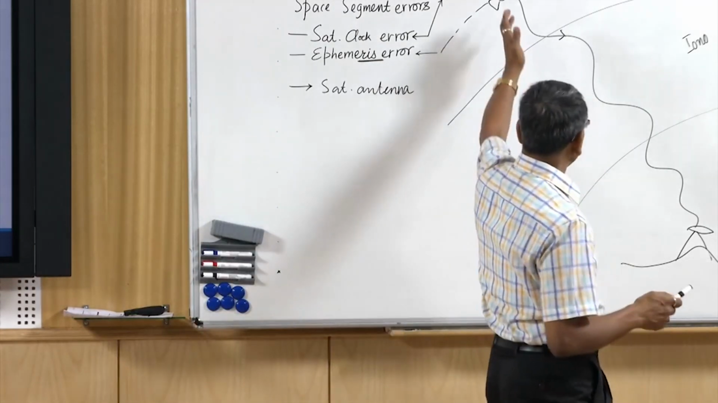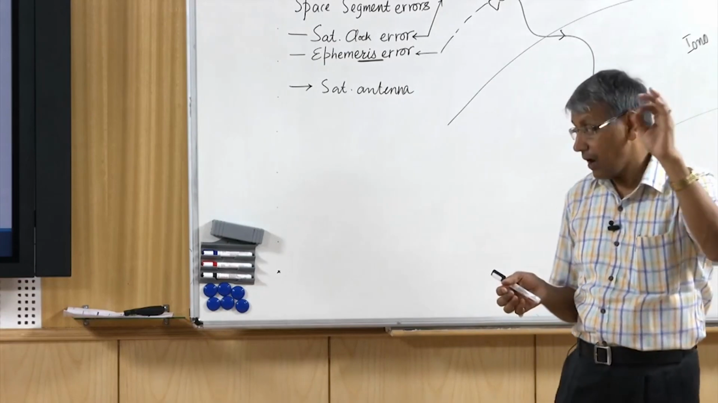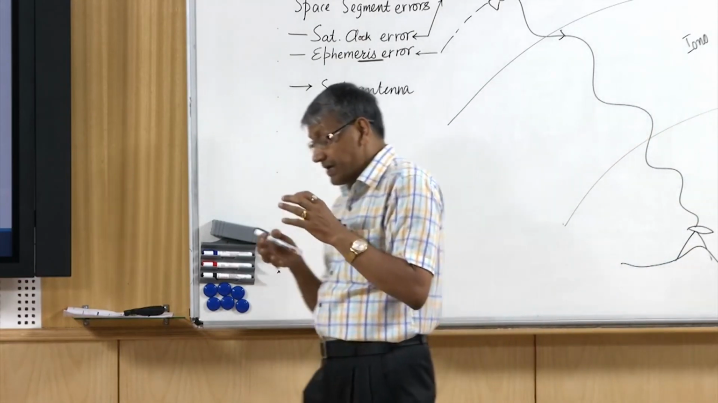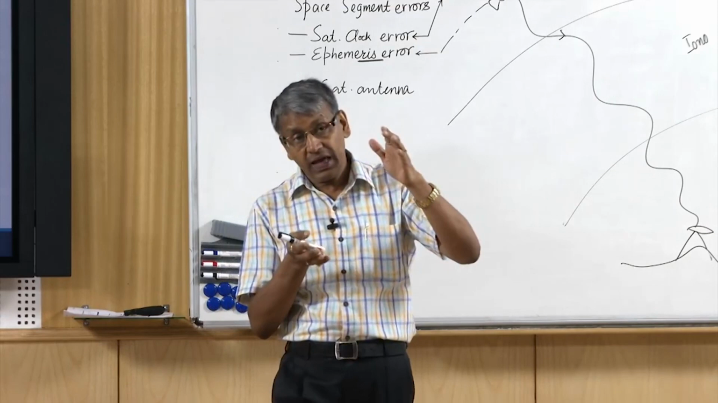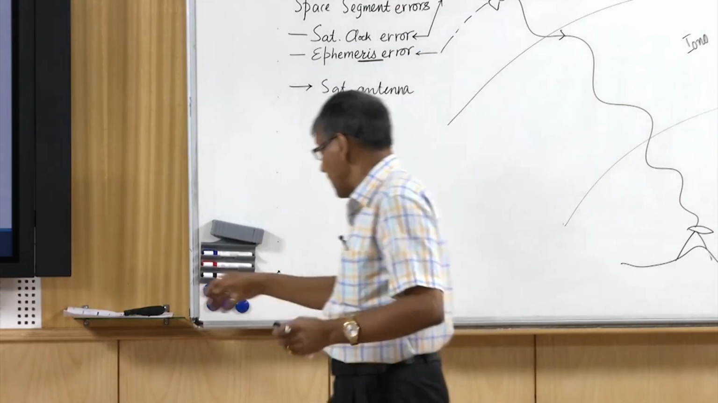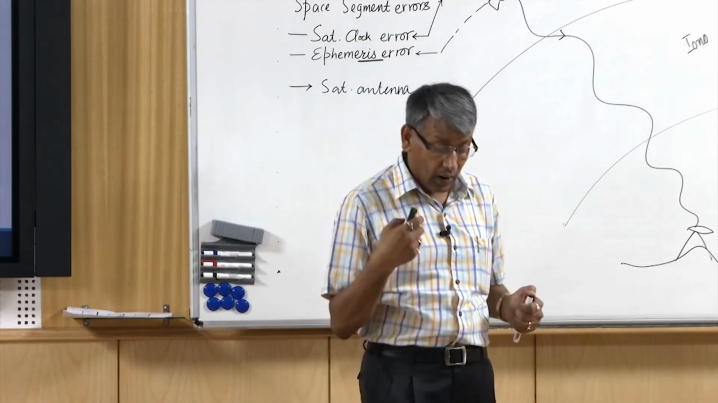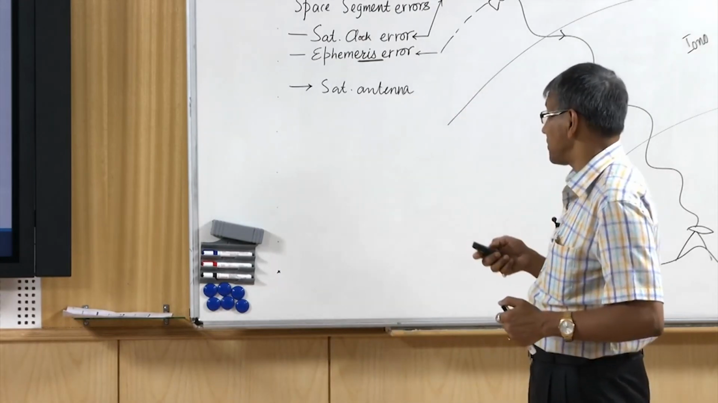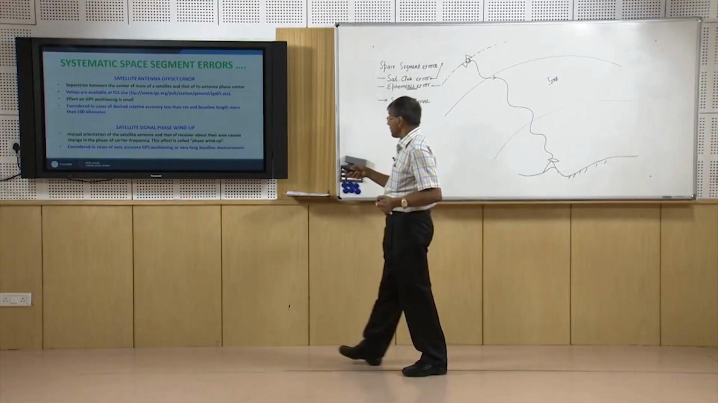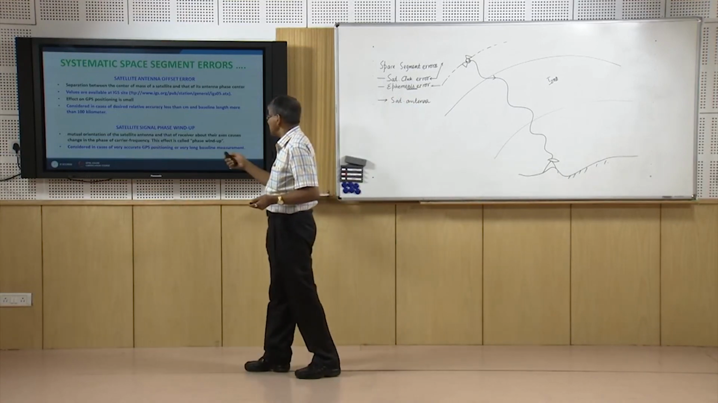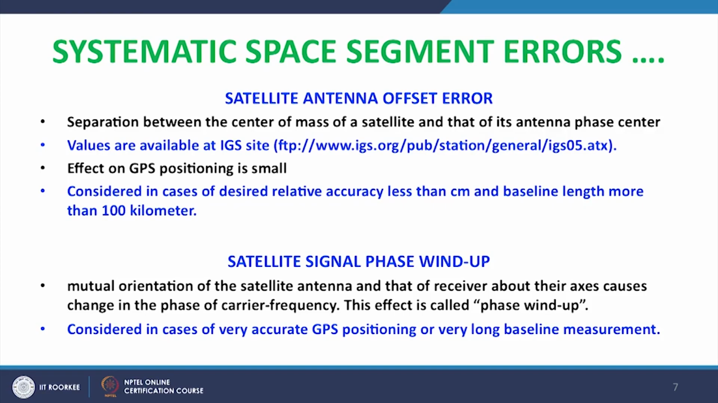The difference between the antenna phase center of the satellite and the center of mass of the satellite has certain values, and that may be taken into account while computing for very precise estimation of position, and the values are available on the IGS site. So this may be used to compute the errors as well as to remove the error from GPS positioning.